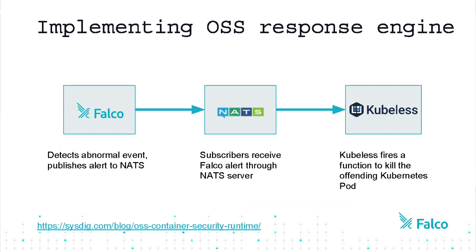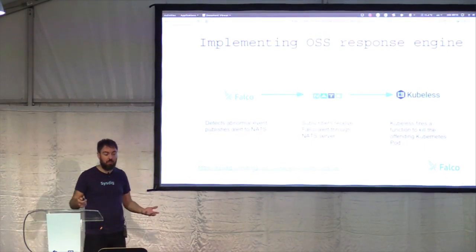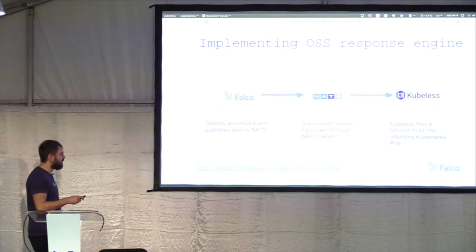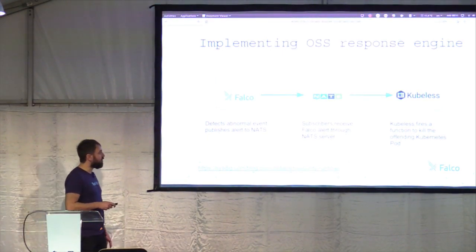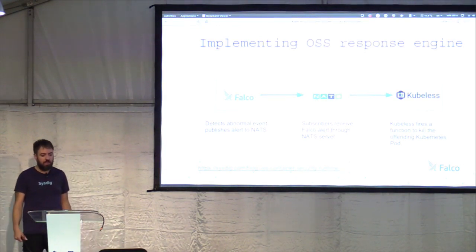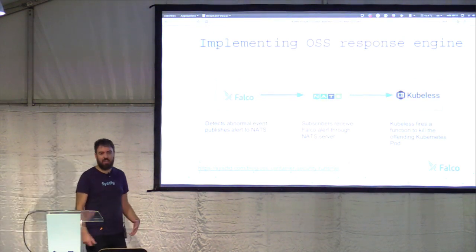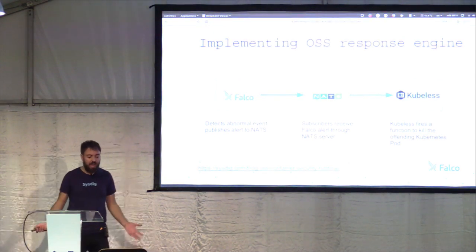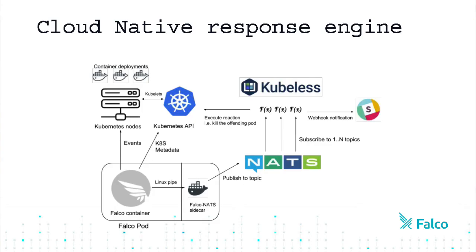We have Falco, and we created a reference implementation using cloud native software. So we can have Falco events sent into NATS, which is a message broker. And then we can use Kubeless, which is a functions as a service framework that integrates nicely with Kubernetes to react to those events. In this blog post, we wrote about it in depth. And this is the entire response.